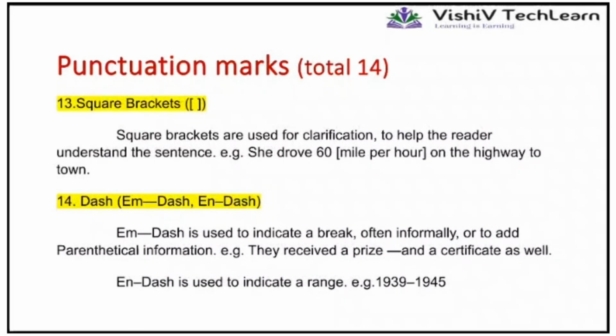Now in this example it is mentioned that they received a prize. This is the original sentence. Maybe the speaker who spoke this sentence might have added one more piece of information in the same sentence, maybe after a long pause. That's why the dash is used, for the addition: and a certificate as well. In the case of the second category of dash, which is the en dash, it is used to indicate a range. For example, 1939–1945. The meaning of this is the period from 1939 to 1945. So this is how the en dash can be used.